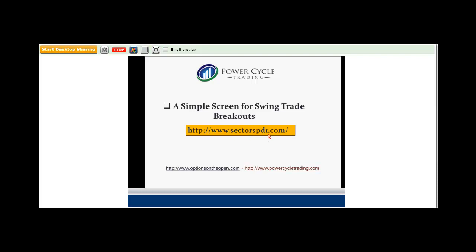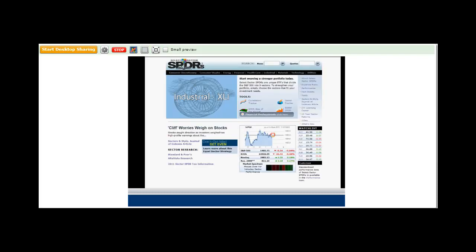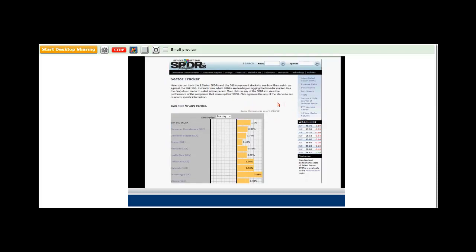It's www.sectorspdr.com. And this is a really great sector rotation type of website. If you're looking for different sector rotation and different things that are hot, you can go to this resource here. What you do is you come over here, it says Sector Tracker, and you just click on that. And then it'll bring up this next page where it will go into the various different sectors of the S&P 500 index. So you'll have consumer discretionary all the way down to utilities, materials.